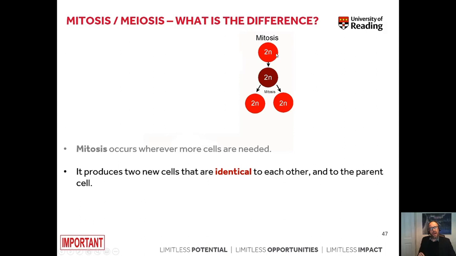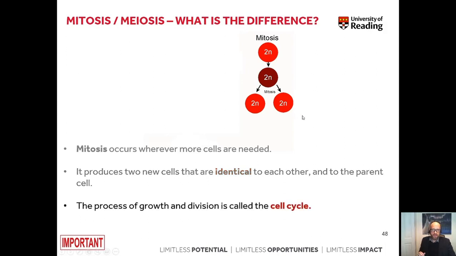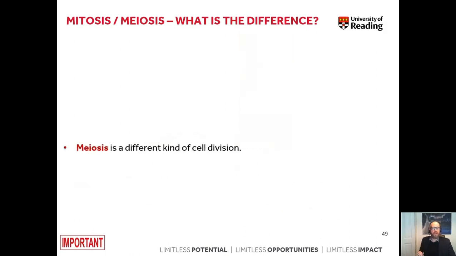Because this adult body cell has a full set of chromosomes containing 22 pairs and 2 sex chromosomes, we call this configuration diploid, or 2N. During mitosis, one diploid cell always produces 2 diploid daughter cells. And the process of the growth and division is called the cell cycle.